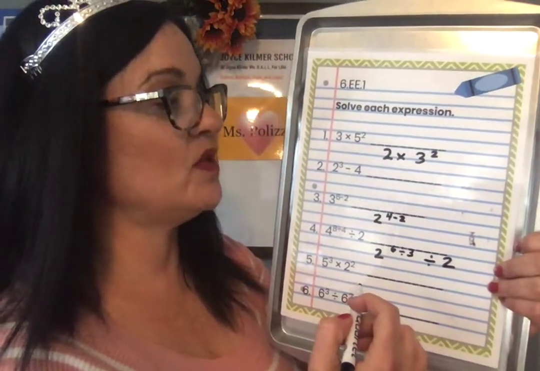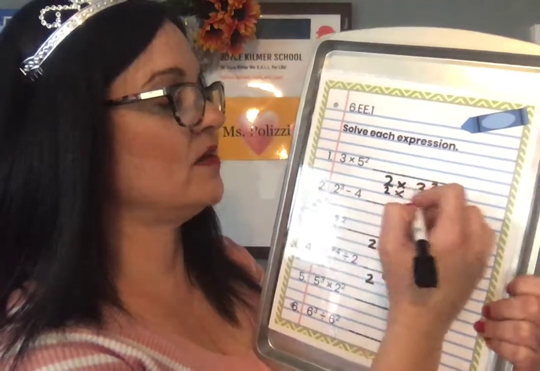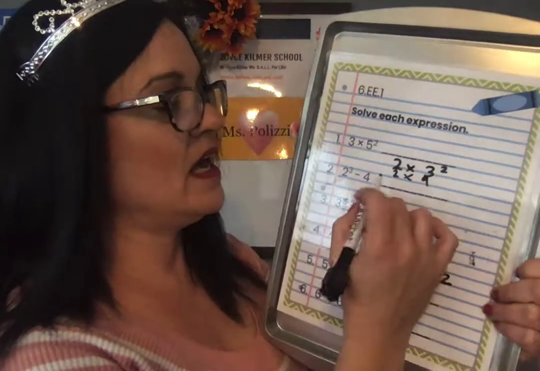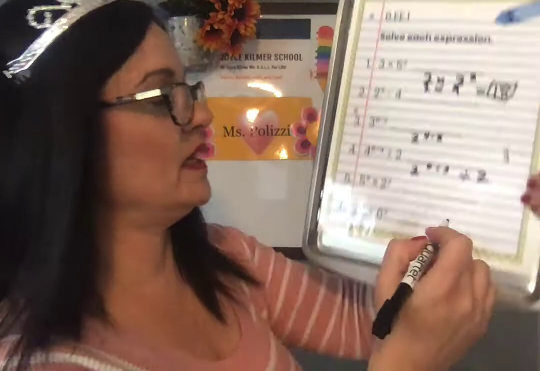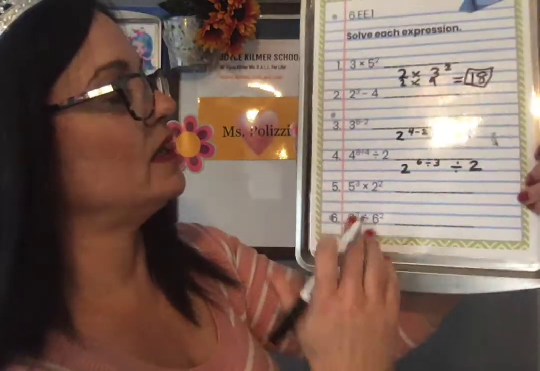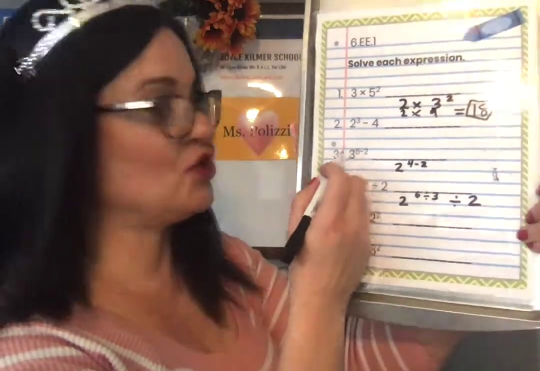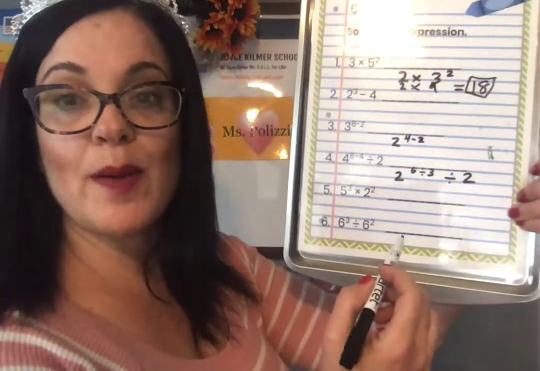So the first thing we see is we have exponents. So let's bring this down. 3 squared is the same as 3 times 3, which is 9. And then 2 times 9 is 18. So that would be your answer. Let's look at problem number 3. We have 3 to the power of 6 minus 2. So a similar problem would be 2 to the power of 4 minus 2.